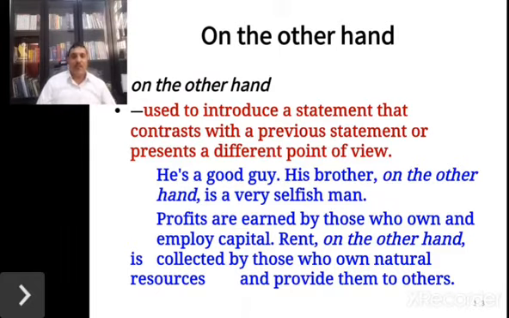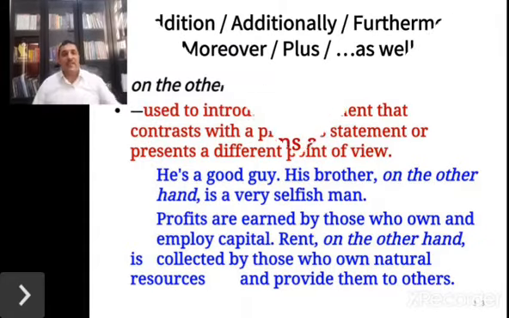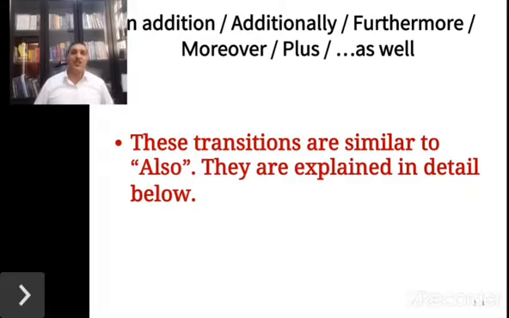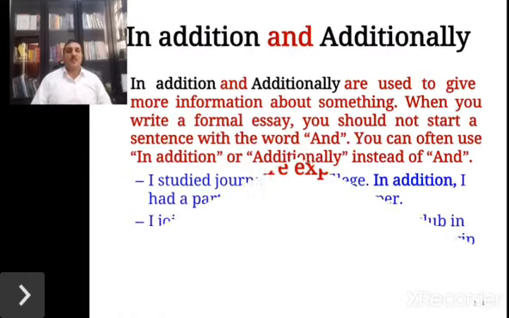Okay, here we have some more ideas. In addition, additionally, furthermore, moreover, plus, and as well. These transitional words are similar to "also." So instead of using "also" and repeating it over and over again, we can use in addition, additionally, furthermore, moreover, plus, as well as, and so on. They are explained in detail below. Let us see what is explained.